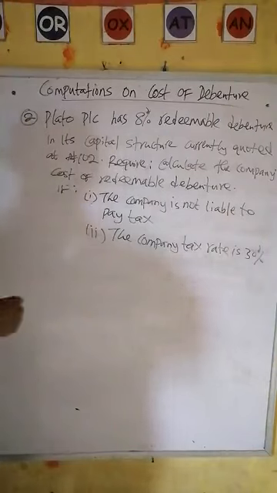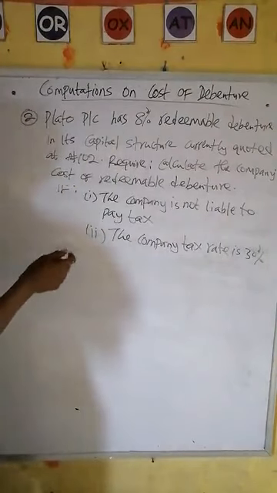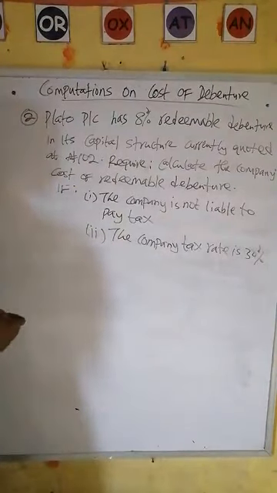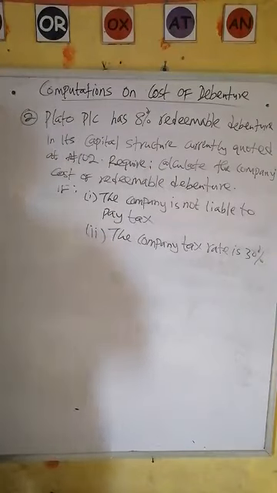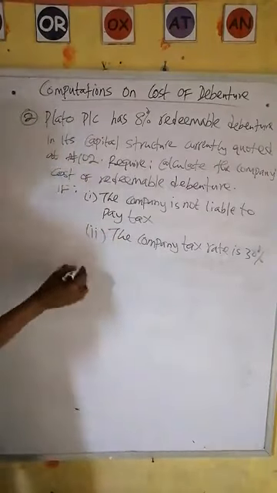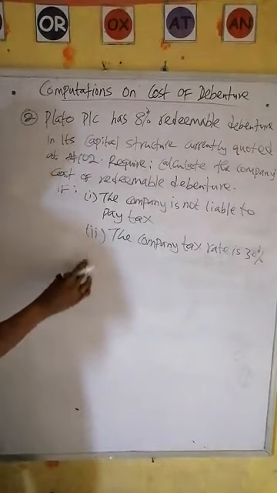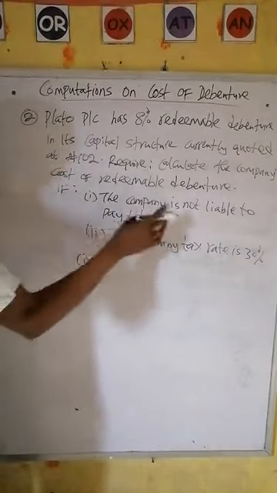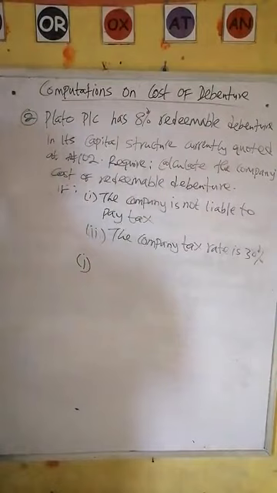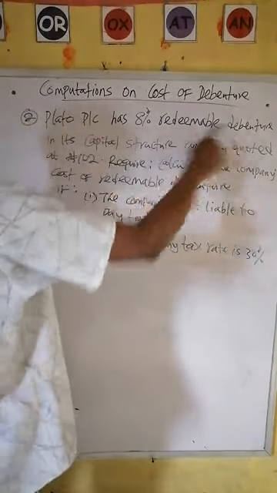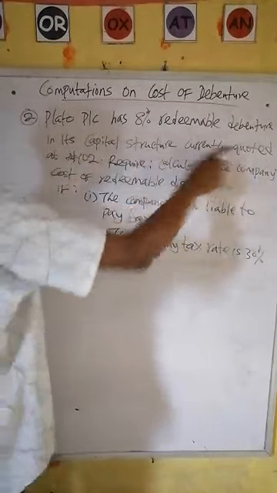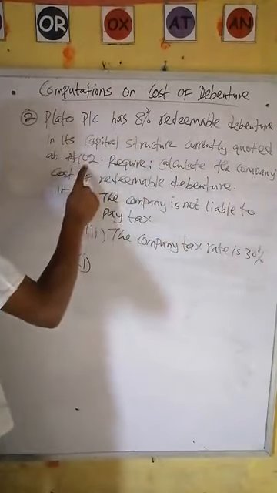And if the company is liable to pay tax, we need to adjust the tax element from the interest. So the part that was saved from tax, we need to remove it. In that way, the solution to question 1: the company is not liable to pay tax. But look at the question very well. Plateau PLC has 8% redeemable debenture in its capital structure, currently quoted at 102 naira.